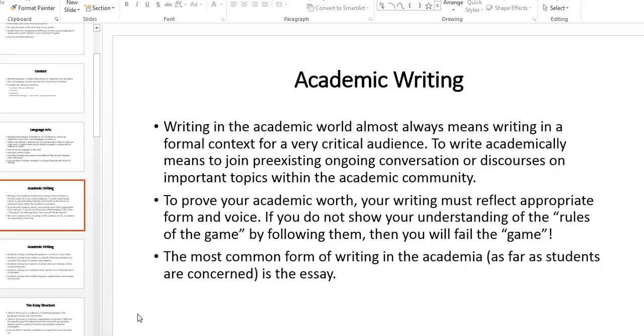So knowing who you're writing for, why you're writing, what is your purpose for writing, all of these questions, if you can address them and answer them yourself, can really tremendously help you to make good writerly decisions. And of course, as a student writer, you may not think that you're worth much in the academic community, but you are. I mean, you will have many opportunities to prove yourself, right? But you are taken seriously, and your essays are being evaluated seriously. So to prove your academic worth, your writing must reflect appropriate form and voice, right?